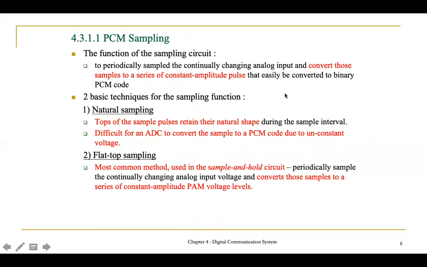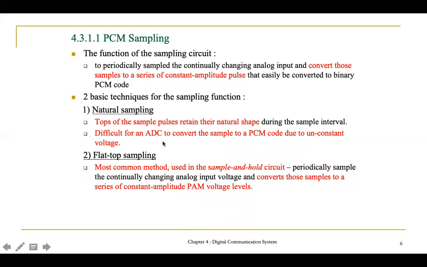Now let's look at the first process, which is sampling, PCM sampling. The function of the sampling circuit is to convert samples to a series of constant amplitude pulses that can easily be converted to binary PCM code. There are two techniques of sampling. The first one is natural sampling. The second one is flat top sampling. Natural sampling is where the tops of the sample pulses retain or maintain their natural shape.